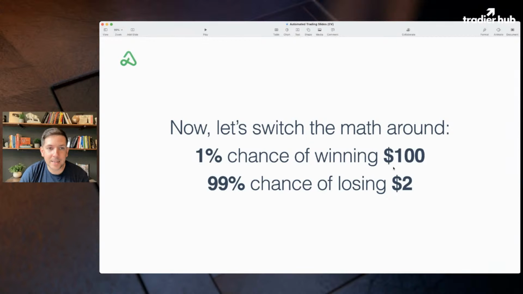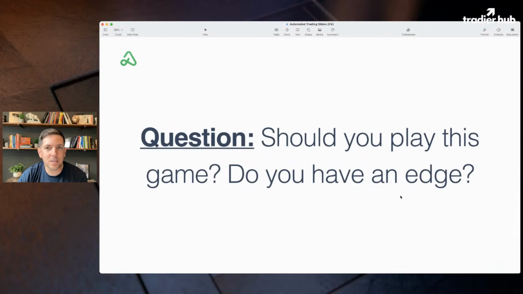This is the classic investing strategy. People like this. You can call it the lottery strategy. People do this all the time, right? Very small chance of winning a large amount of money. Classic lottery example. So 1% chance of winning $100. Now there's a 99% chance of losing, and when you lose, you lose $2. So again, the question is, should you play this game?